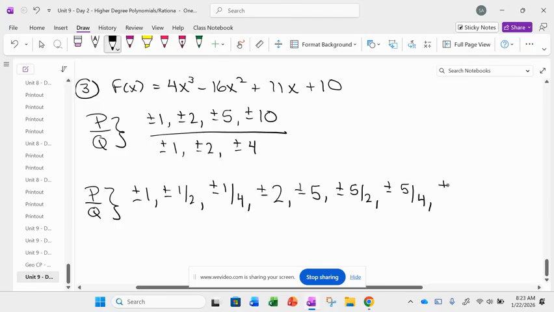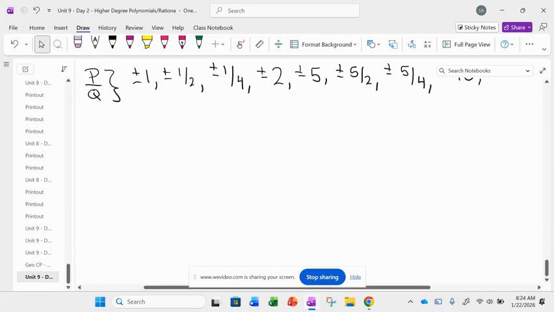Then we go on to 10, plus minus 10. 10 over 2 is 5. We already have that. And 10 over 4 is 5 halves. We already have that. So these are our possible rational roots. Now, luckily, it's a degree of 3. So how many do I need to find to make this work? Just 1. If I just find one possible rational root that makes it work, then it brings it down to a degree of 2. Then I could factor or use the quadratic or whatever it is.